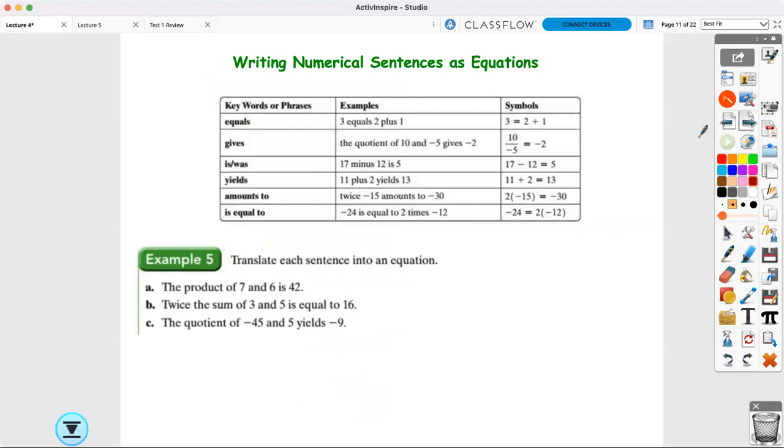All right, so now we're going to go ahead and write. This section of notes is writing numerical sentences as equations. So I'm going to give you guys about 4 or 5 minutes to write up that chart and write example 5. So now we're going to convert sentences into equations, not expressions, equations. All right, and we'll talk about it after you finish writing it out. 5 minutes.